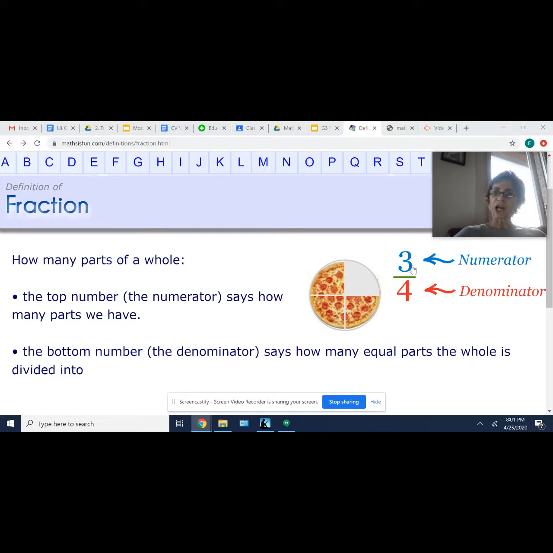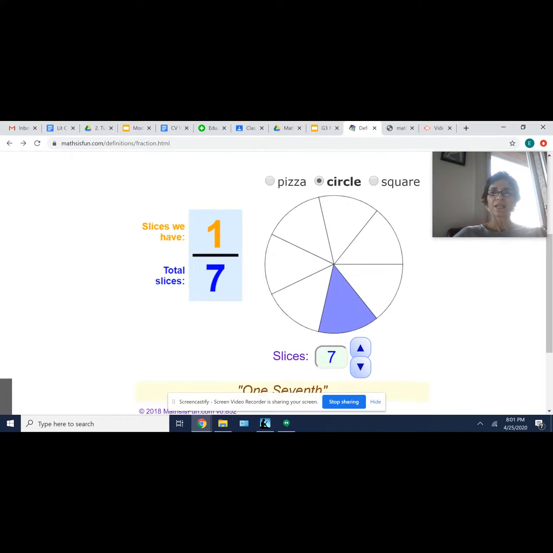The number on the top, which is called the numerator, says how many of these parts we are taking, we're considering, we're talking about, okay? We're shading in. So in this case, we're considering 3/4, 3 of those 4 equal parts that we cut the pizza into, okay? So let's look over here.